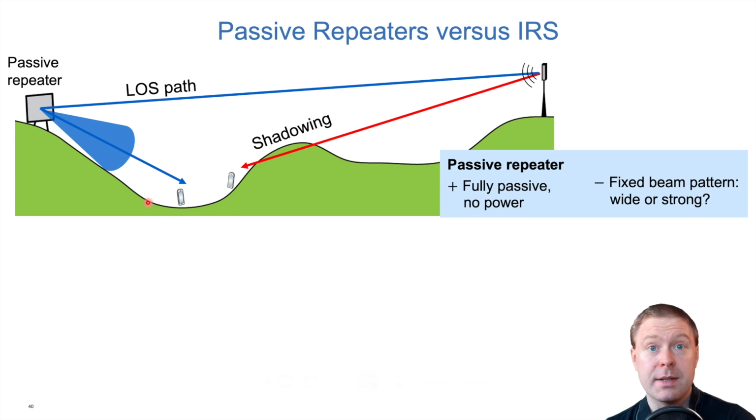The good thing with the passive repeater is that it's fully passive. No power is needed. It's just a metal plate that we put up there. But there is no real flexibility. We need to select it large enough to collect energy, but not too large that it is sort of beamforming signals in a very narrow manner into this valley, but it should sort of cover the entire valley.